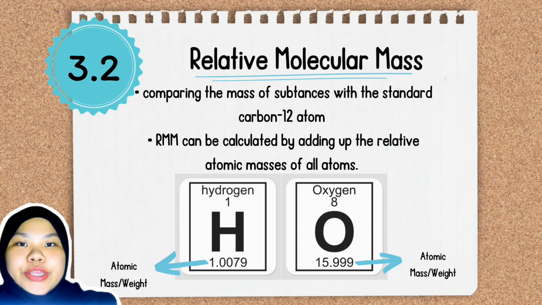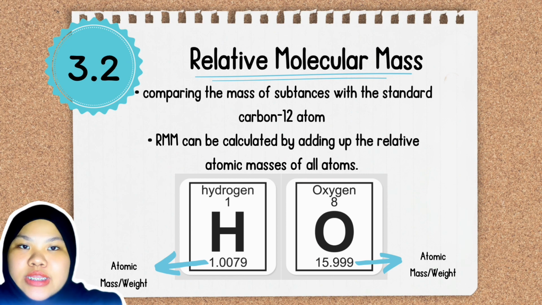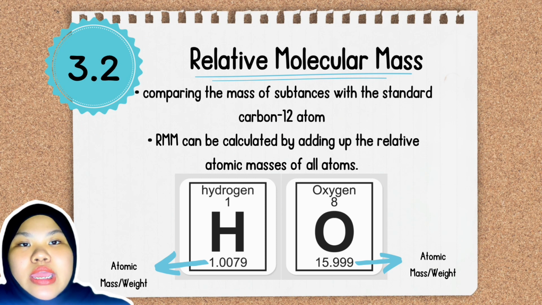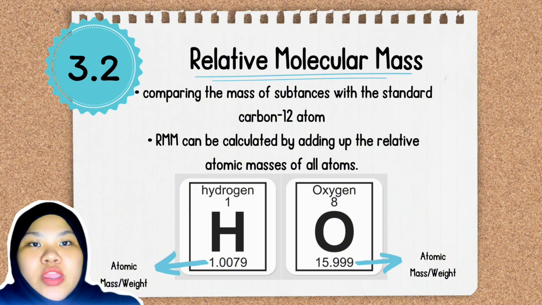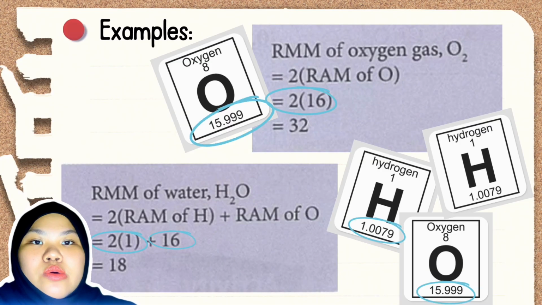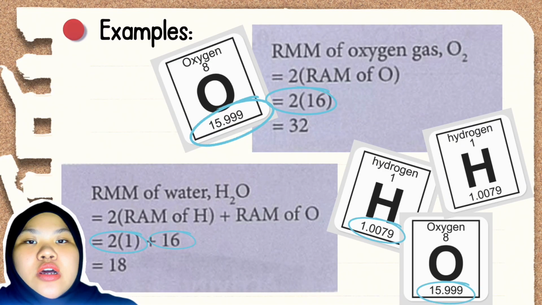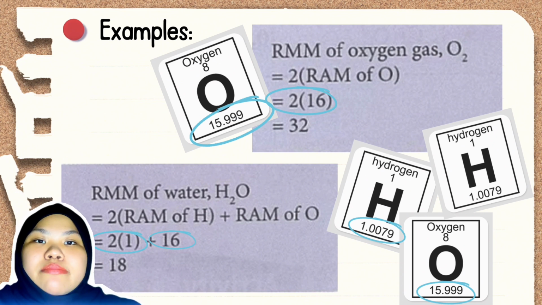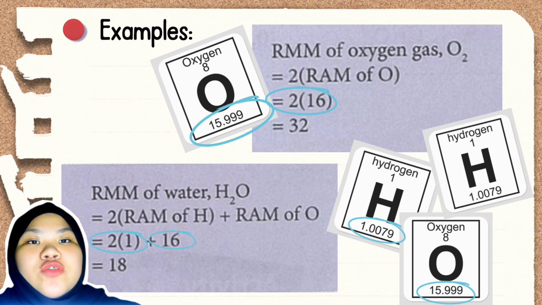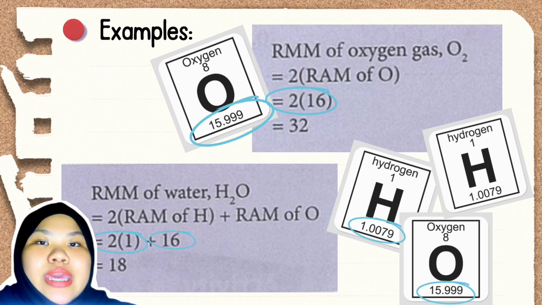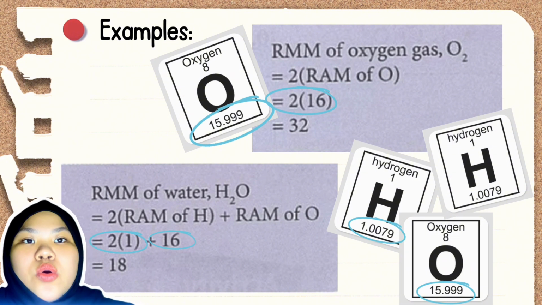Next, relative molecular mass, or RMM. RMM is comparing the mass of substances with the standard carbon-12 atom. RMM can be calculated by adding up the RAM of each element. For example, O2, which shows we have 2 atoms of oxygen. 1 oxygen mass is 16. Now we have 2 oxygen, so 16 multiplied by 2 and we get 32. So 32 is the molecular mass of O2.